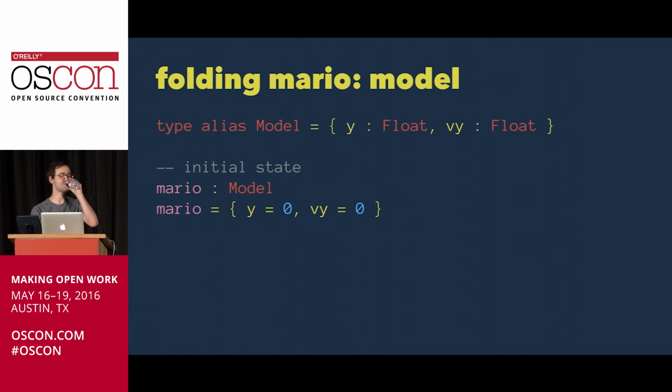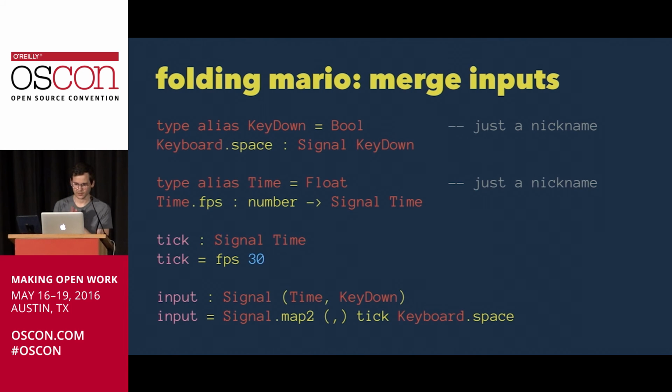So our model just has Mario's y position and his y velocity. And his initial state is going to be standing on the ground, so his velocity is 0 and his position is 0. Type alias is like a nickname. So we're saying that whenever we're talking about model, we're talking about that shape that has a y and a vy, and they're both floats. This looks a little more complicated than it is.